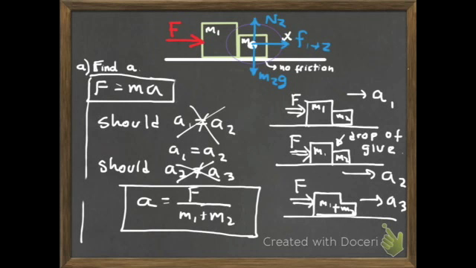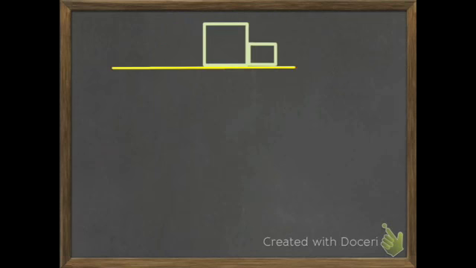So with this analysis, we conclude that the answer for the bottom situation, when the block is a single block of mass m1 plus m2, the acceleration for that case should be the same as the acceleration for our situation with the two separate blocks moving together under the effect of the force F. So the answer to our question for the acceleration should be F divided by m1 plus m2.